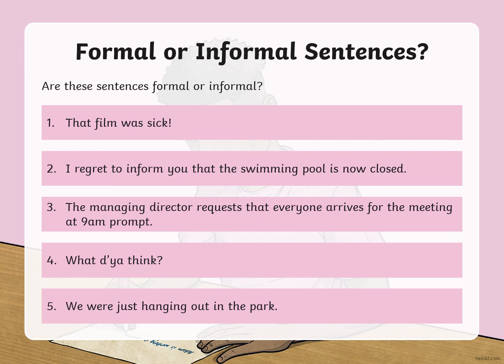Let's check the answers. Good job, Year 4. Now let's move on to the last activity.